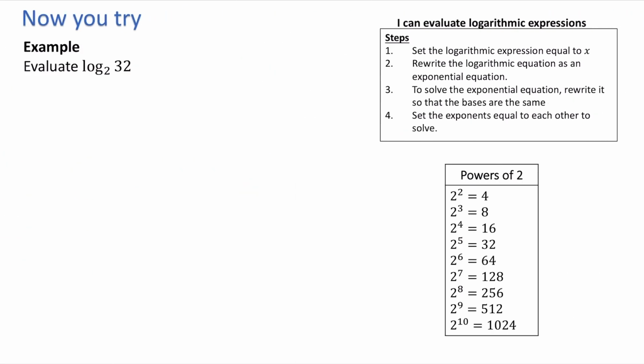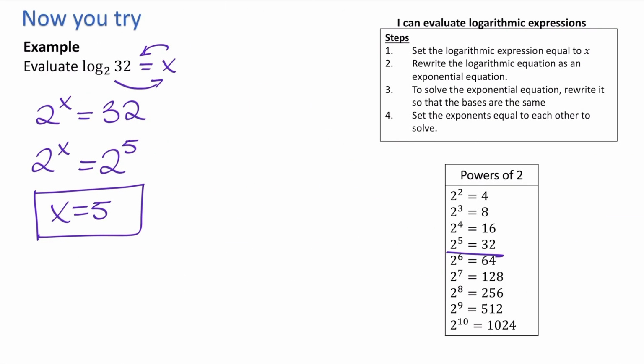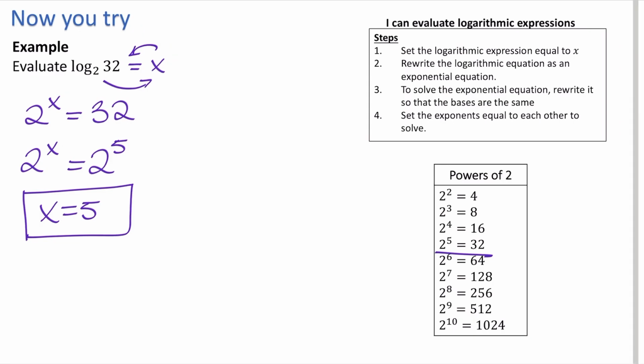Now you can pause the video and try this example on your own. We're trying to figure out the log base 2 of 32. If we rewrite it, we get 2 to the x equals 32. 32 is a power of 2, so we have 2 to the x equals 2 to the 5th. When we set the exponents equal to each other, we have x equals 5.